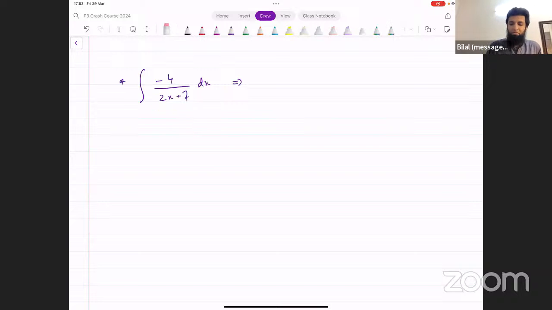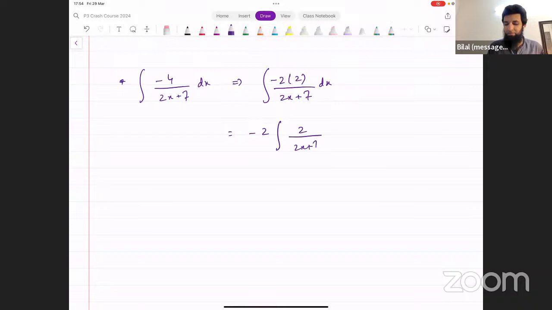What you can do is you can say, let's take 2 common from the numerator. Minus 2 common, in fact. So it becomes minus 2 into 2 divided by 2x plus 7. You take minus 2 common. And now minus 2 is just a constant. You could write minus 2 outside the integral as well, right? If a constant is multiplying with the whole thing, you can write it outside the integral as well. So we could write this same thing as minus 2 into the integral of 2 over 2x plus 7.